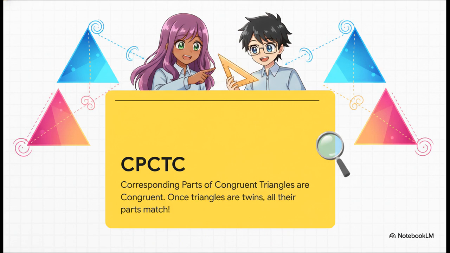It basically means that once you've proven two triangles are twins, you automatically know that all of their other matching parts are also equal. The leftover angles, the third side, boom, they all have to match. It's like this cascade of new information you just unlocked.